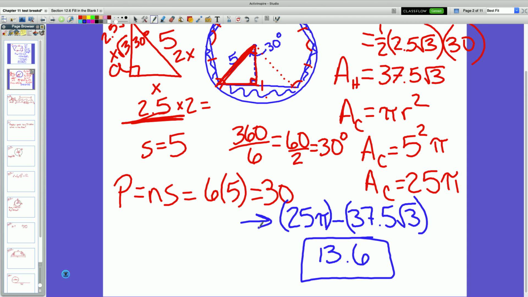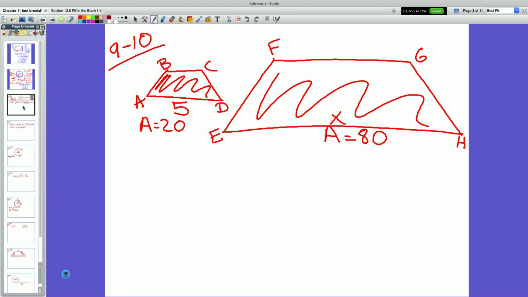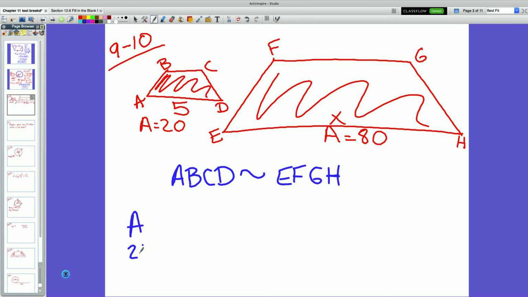All right, we're going to go ahead and do 9 and 10 on this video. So here we go, 9 and 10. It's going to give you two shapes. It's going to say that they're similar, like ABCD is similar to EFGH. And since they're similar, that means I can compare things. I can make ratios. I can make scale factors. So the scale that it gives you right now is an area scale, and it says that it's 20 to 80.